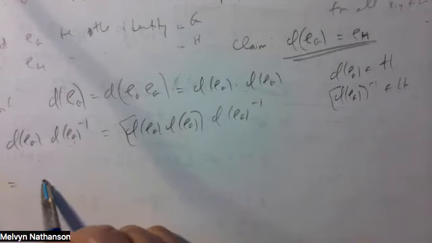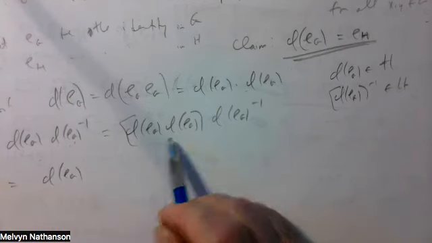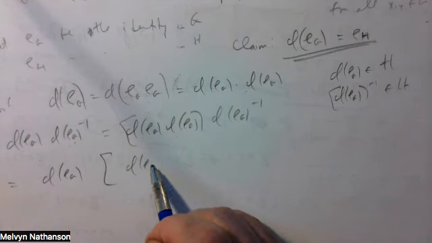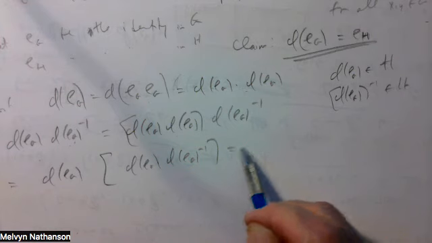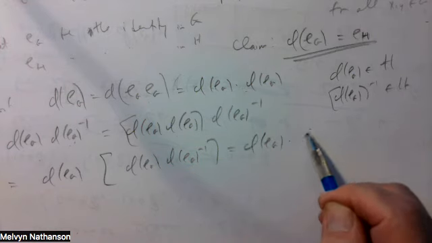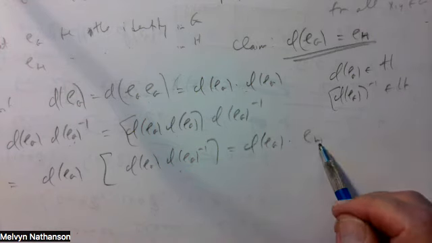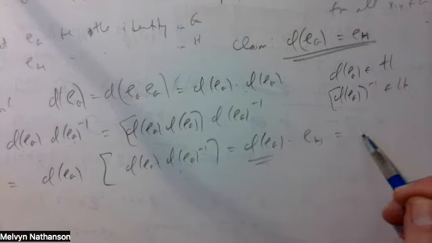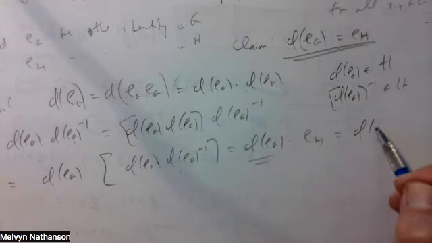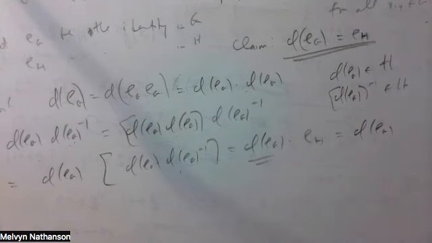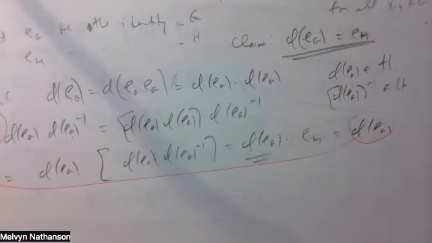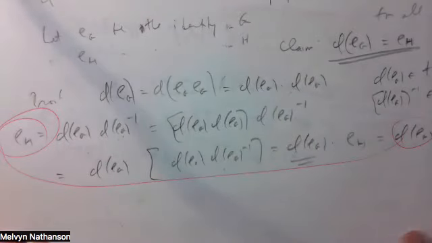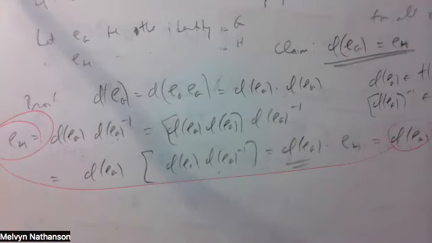And this is the same as, by associativity, phi of EG times phi of EG times phi of EG inverse. That's phi of EG times the identity in H, and multiplying anything by the identity gives you what you started with. So if you look at this equation, phi applied to the identity in G is the identity in H. That was the group theoretic statement I wanted to prove.